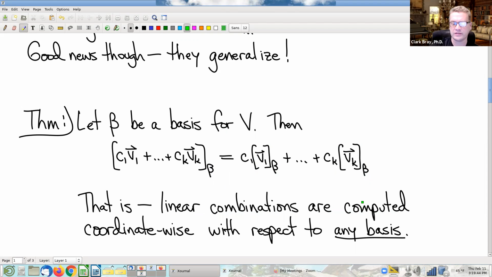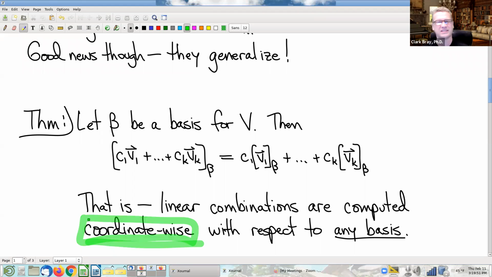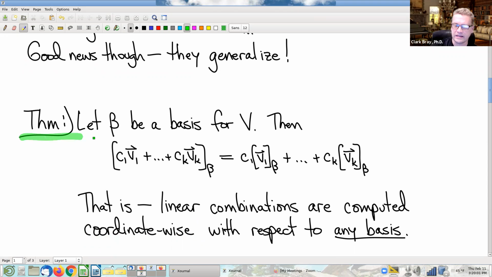Now, we've heard this phrase before, linear combinations are computed coordinate-wise. This phrase coordinate-wise, we've understood only sort of in the Euclidean context. It's kind of a flashback to multivariable calculus when we first saw vector operations, vector addition, etc. But this theorem, as it's being stated, is about coordinates with respect to any basis. It doesn't have to be the standard basis in Rn. It could be any basis in any vector space, right? Okay, so any basis in any vector space.